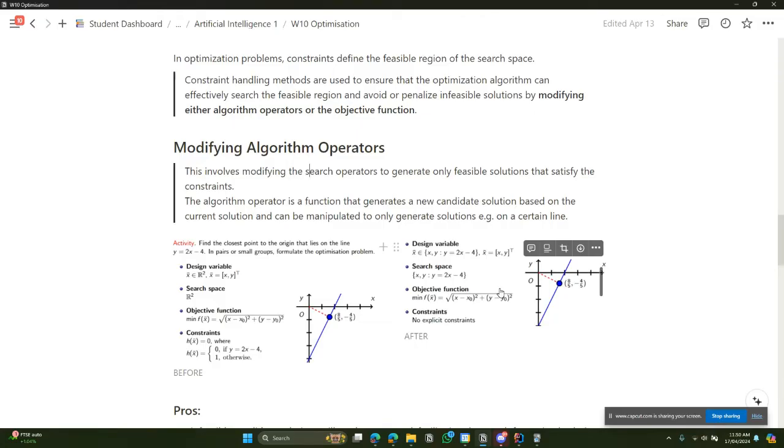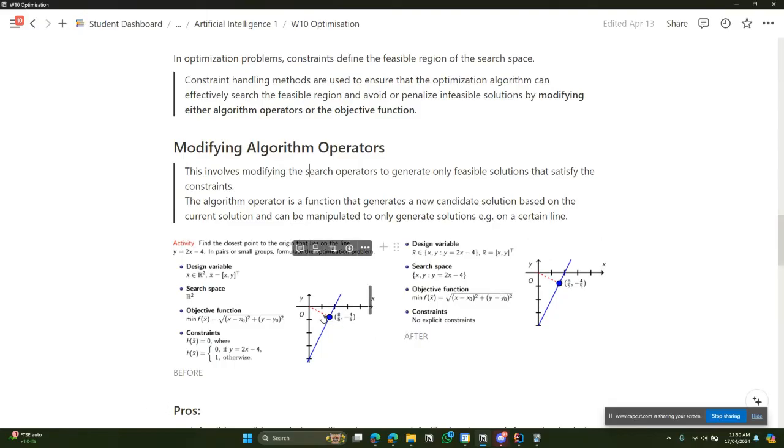Okay, cool. Anyone else have any questions about what constraint handling is and how this method of constraint handling achieves the purpose of making it more efficient? I'm not seeing anyone typing in the chat, so I'm going to assume that we get this. Cool. All right, so let's look at the pros and cons.